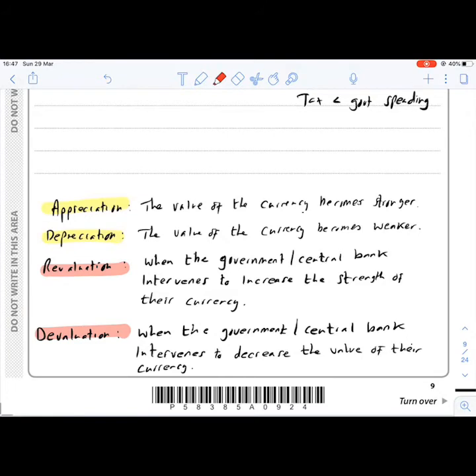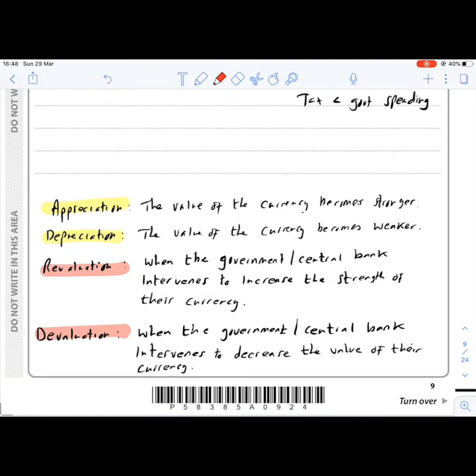Okay. So if there is no intervention from the government and the value of the currency becomes stronger against another currency, then that means that that currency appreciates. That results in appreciation. The same, if the government does not intervene and market forces are just left to get on with it, suppliers of currency and buyers of currency just trade currency without the intervention of the government, and if this results in the value of the currency becoming weaker, then this is called depreciation.